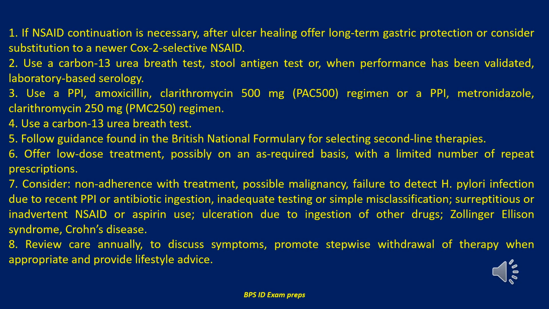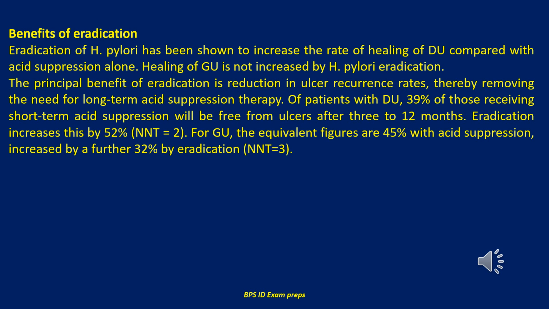7. Consider non-adherence with treatment, possible malignancy, failure to detect Helicobacter pylori infection due to recent PPI or antibiotic ingestion, inadequate testing or simple misclassification, surreptitious or inadvertent NSAID or aspirin use, ulceration due to ingestion of other drugs, Zollinger-Ellison syndrome, Crohn's disease. 8. Review care annually, to discuss symptoms, promote stepwise withdrawal of therapy when appropriate and provide lifestyle advice. Next we will discuss the benefits of Helicobacter pylori eradication.